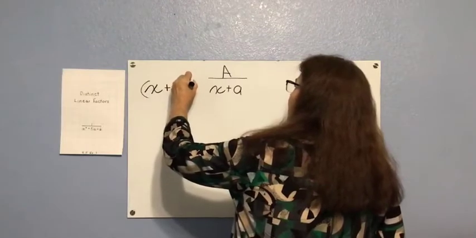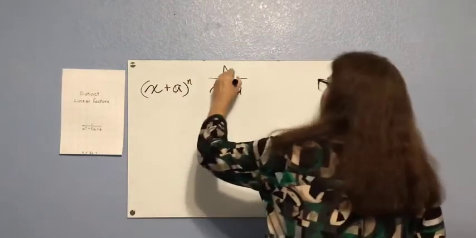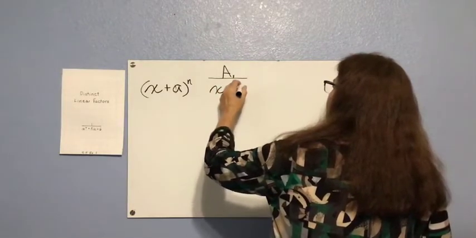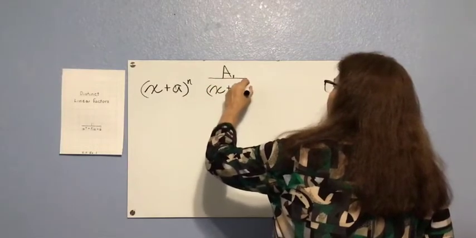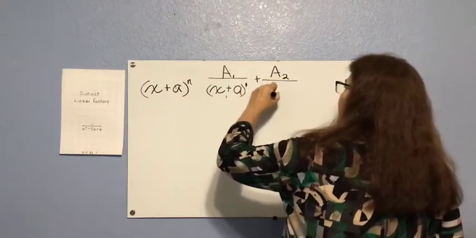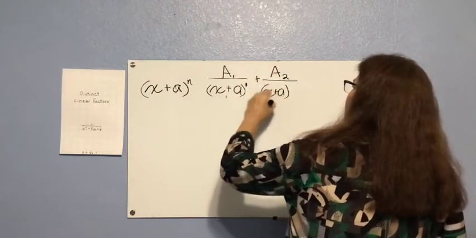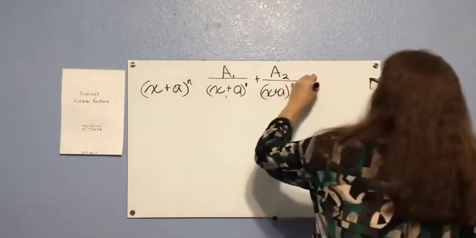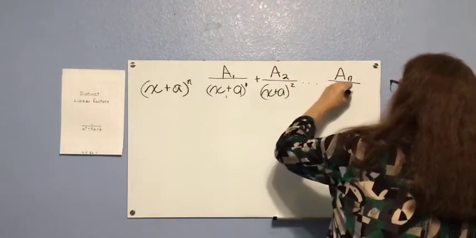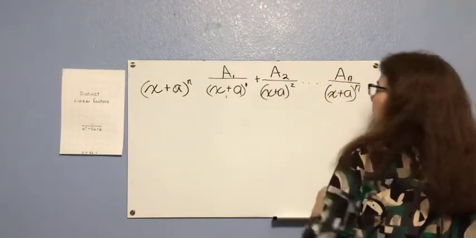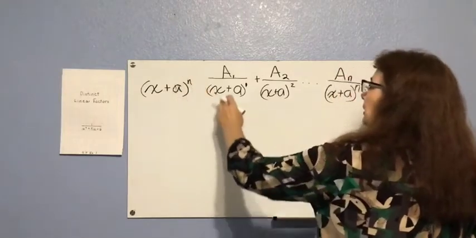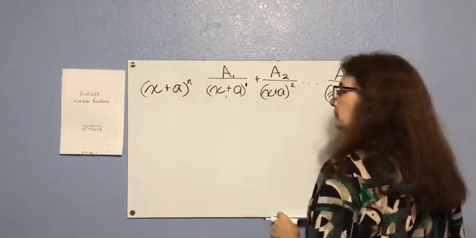If this is raised to some power n, in addition to this one, let's call this A1 over x plus a to the first power, I must also have a factor A sub 2 over x plus a to the second power, and continue on until I have A sub n over x plus a to the nth power. So for instance, if part of my denominator was x plus a to the fourth power, I would actually create 4 of these partial fractions.